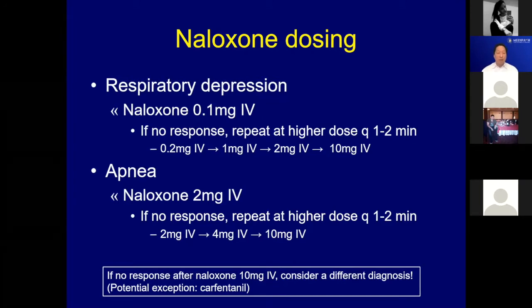However, if they're not breathing, then obviously that's an emergency. You need to act fast. You give them 2 milligrams of naloxone. It probably means that they took a large dose, so the issue of developing withdrawal is probably not a clinical concern.